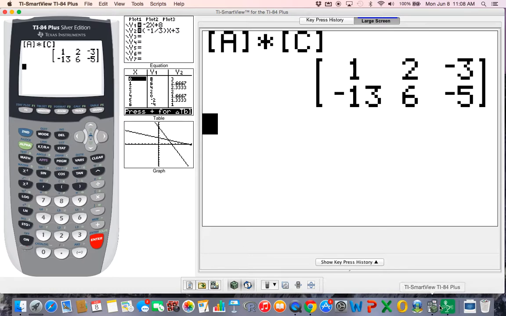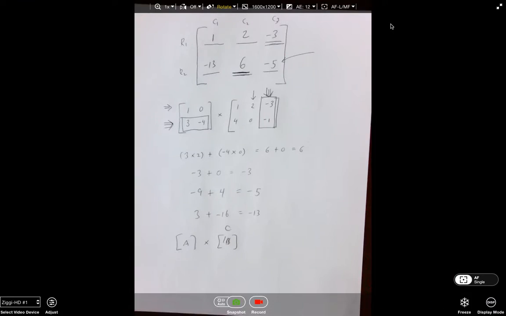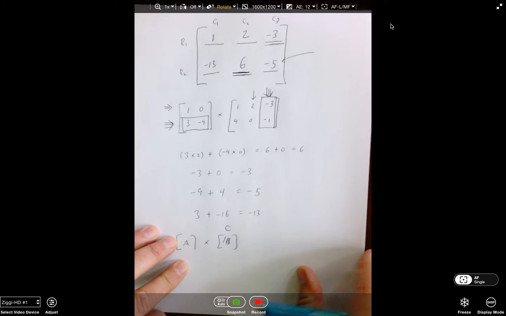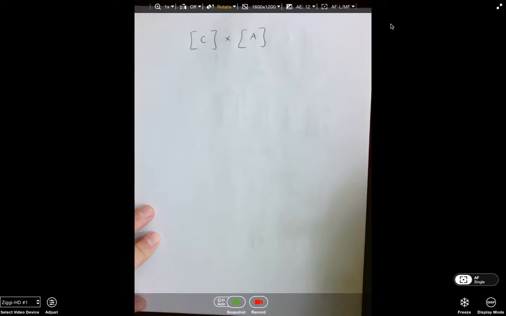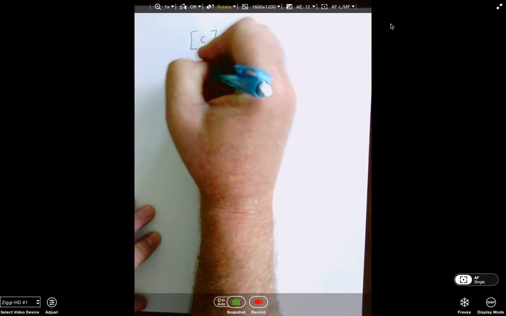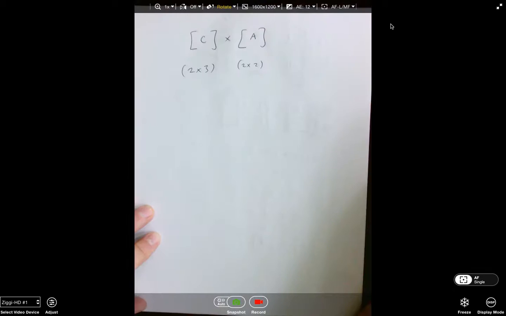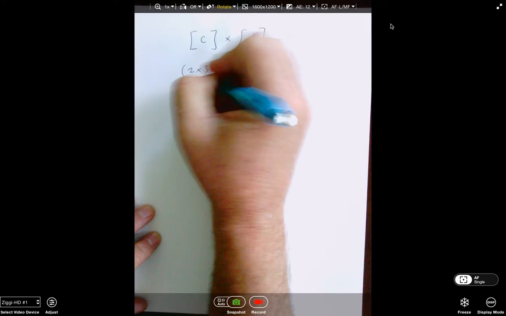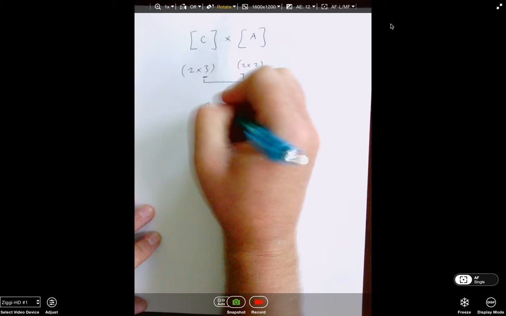Now, let's go back. What would happen if we multiplied the other way? What would happen if we tried to multiply, instead of A times C, C times A? Well, C was a 2 by 3. And A was a 2 by 2. All right? This number and this number have to be the same. Well, guys, last time I checked, 3 isn't equal to 2.